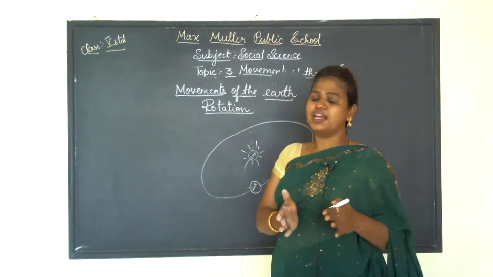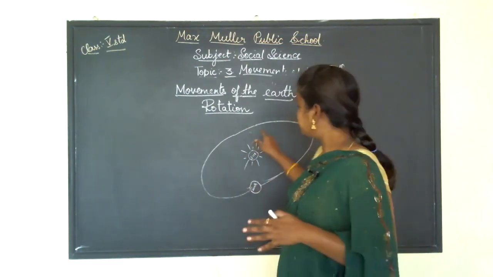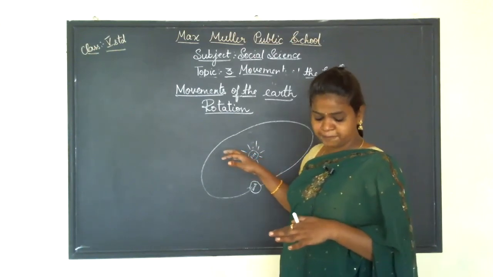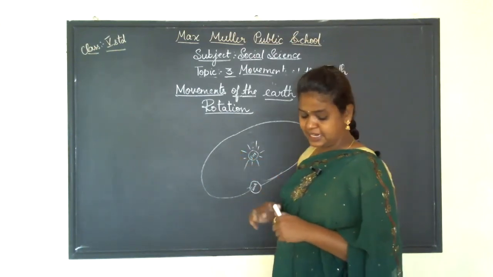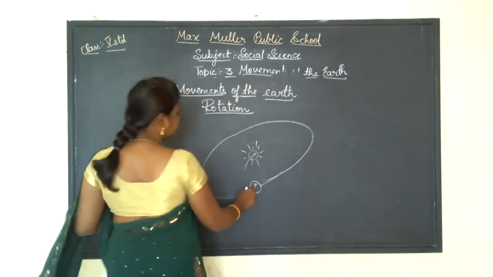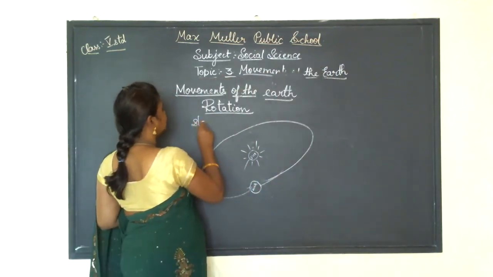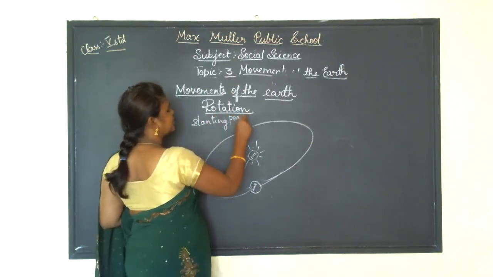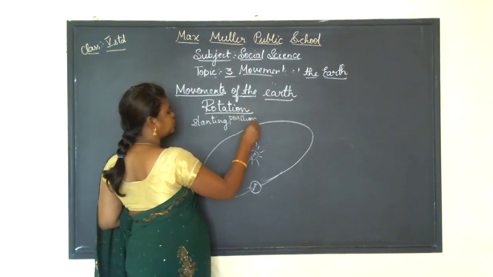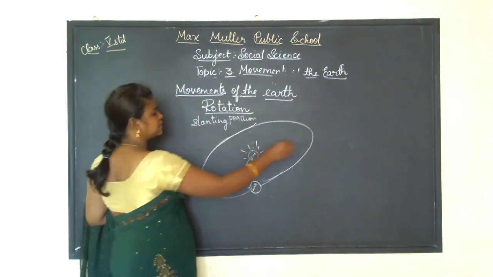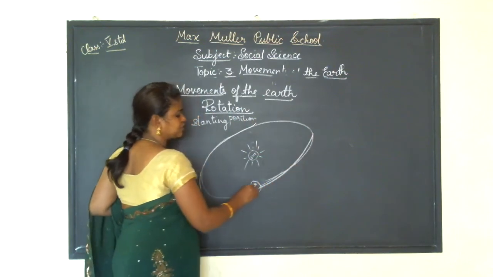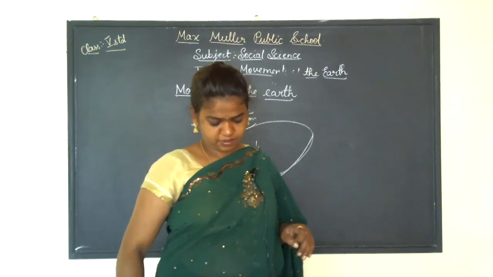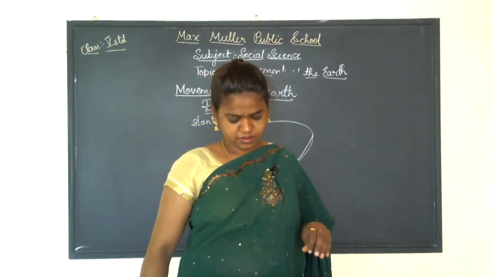So that is called as tilted. So what happens? The orbit of the earth is tilted and the movement will be in a slanting. The earth rotates in a slanting position. It's moving in a slanting position. You can just see the slanting position of the earth.